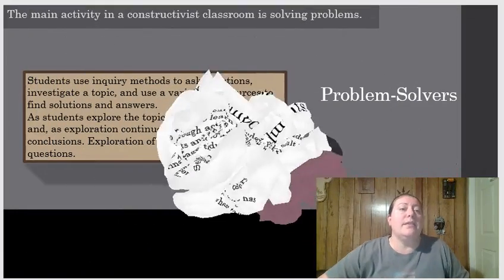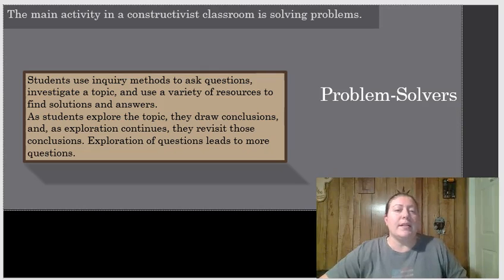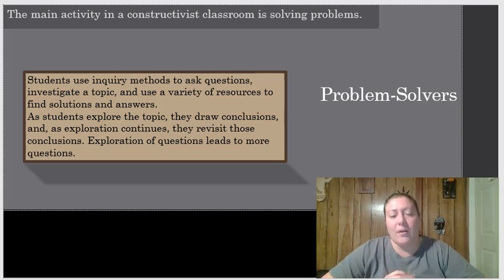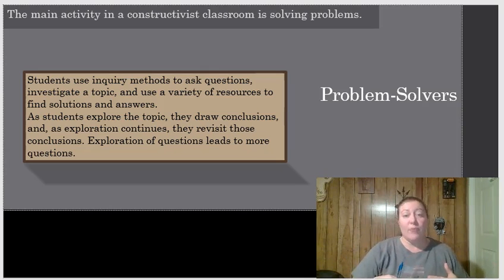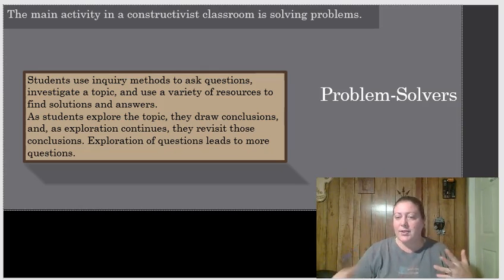So what goes on in the classroom? Constructivist classroom is mainly problem solving. Students use inquiry methods to ask questions, investigate a topic, and use a variety of resources to find solutions and answers. Now, as students explore the topic, they draw conclusions, and the exploration continues, and they revisit the conclusions. And then exploration of questions leads to more questions.